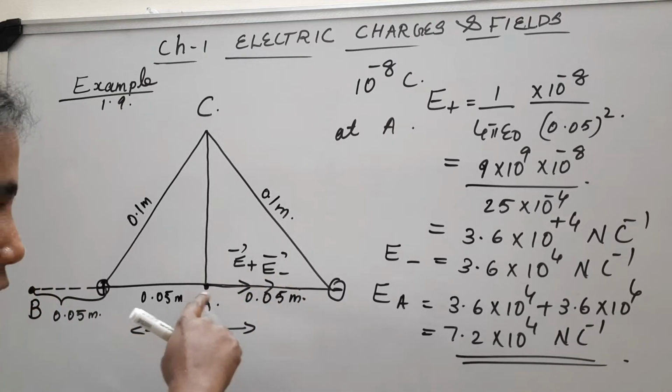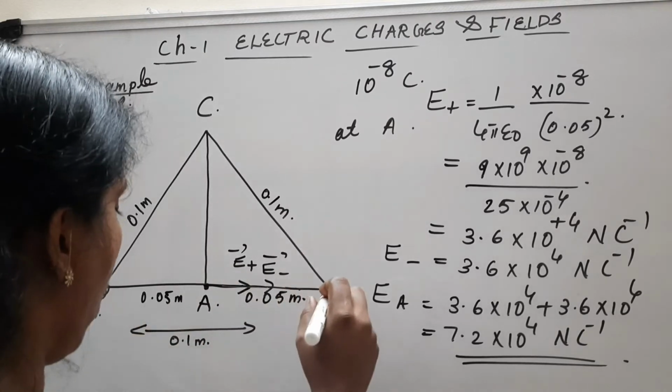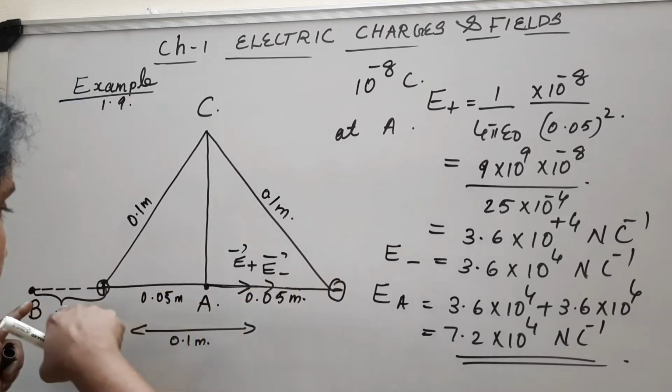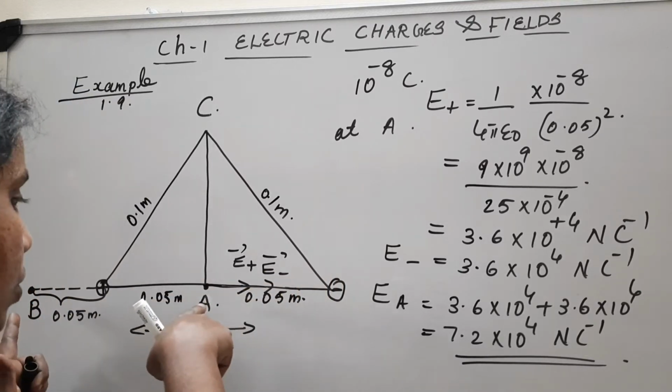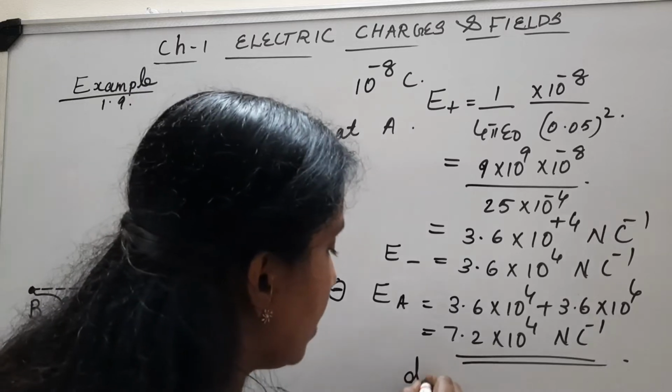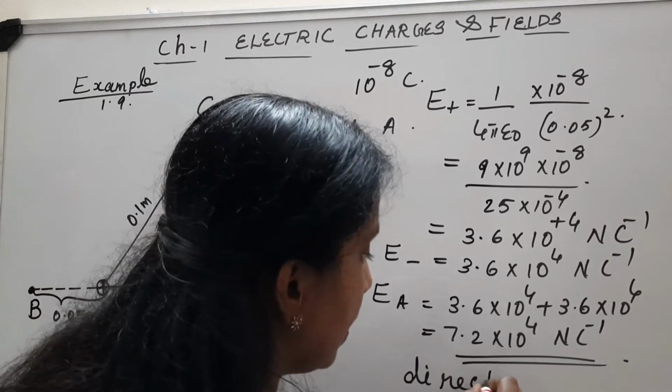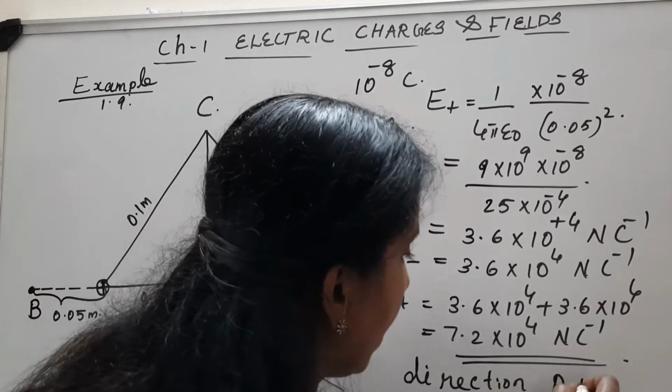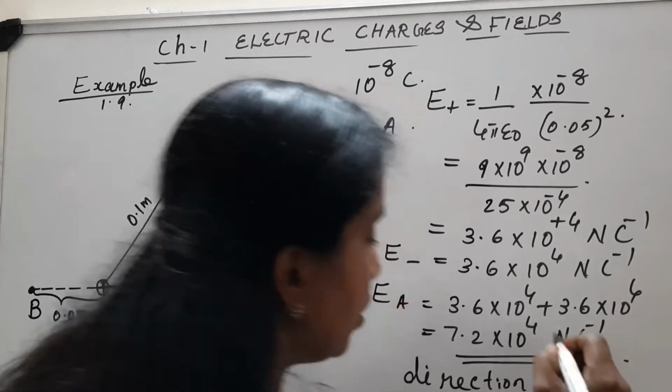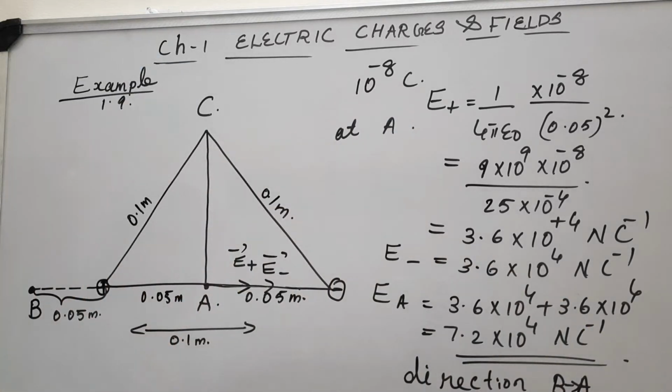At the point A, the field is 7.2 into 10 raised to 4 Newton per coulomb, and its direction is towards the negative charge, or in terms of B and A, the direction B to A. That means the total electric field is in the direction B to A.